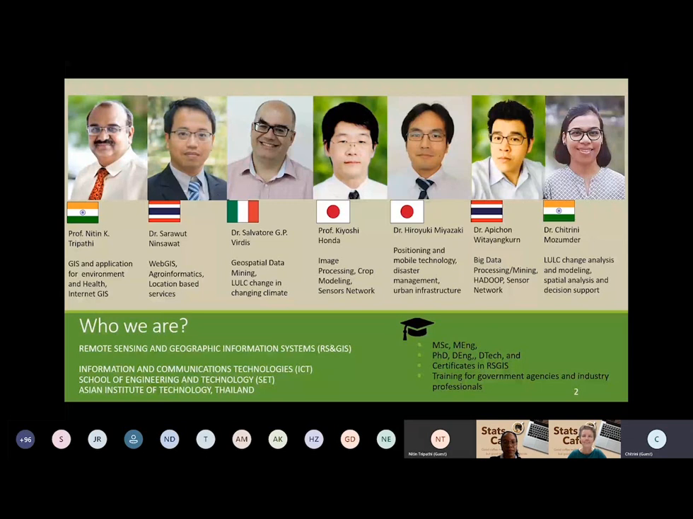We have various expertise focusing in several research domains, as you can see, right from health GIS to agroinformatics, land use cover change in changing climate scenarios right now, crop modeling, positioning and mobile technology, disaster management, big data and Hadoop sensor network processing and stuff. These are just a few words that I have chosen, but we do a lot of applications in several areas of the earth. And I mainly focus on land use, land cover change analysis.